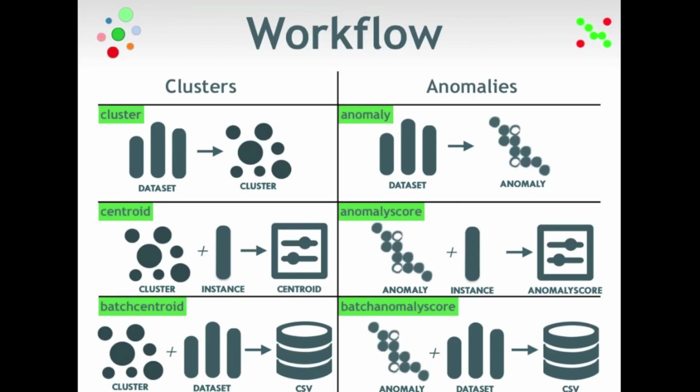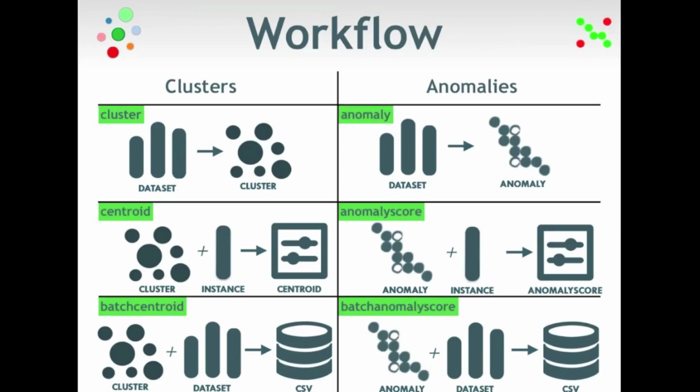The BigML workflow for anomalies is very similar to the workflow for clusters. For clusters, we provide 3 API endpoints: the cluster endpoint for creating a cluster from a data set, the centroid endpoint for taking a cluster and a single instance and returning a prediction of the group the instance belongs to, and a batch centroid endpoint which performs the centroid computation over an input data set.